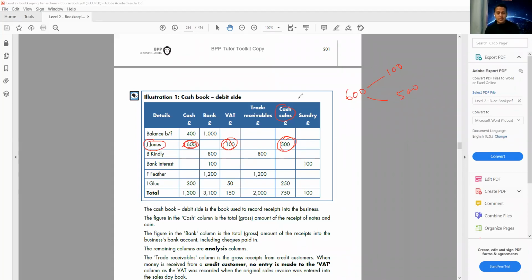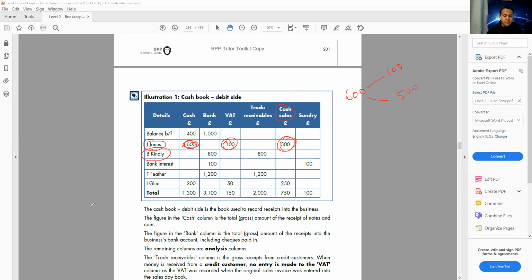So it doesn't matter whether the customer needs to pay you cash or credit. The credit customer can pay you cash, and the cash customer can pay you by bank. So that's not a problem. So split the VAT.